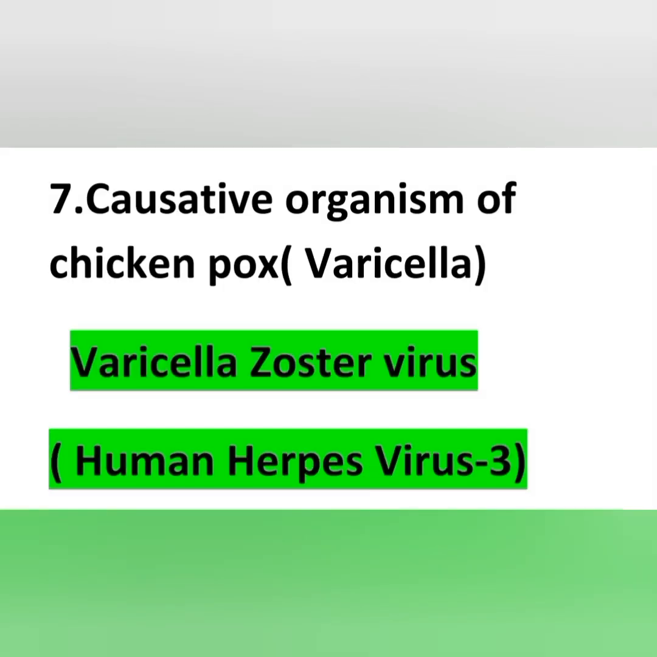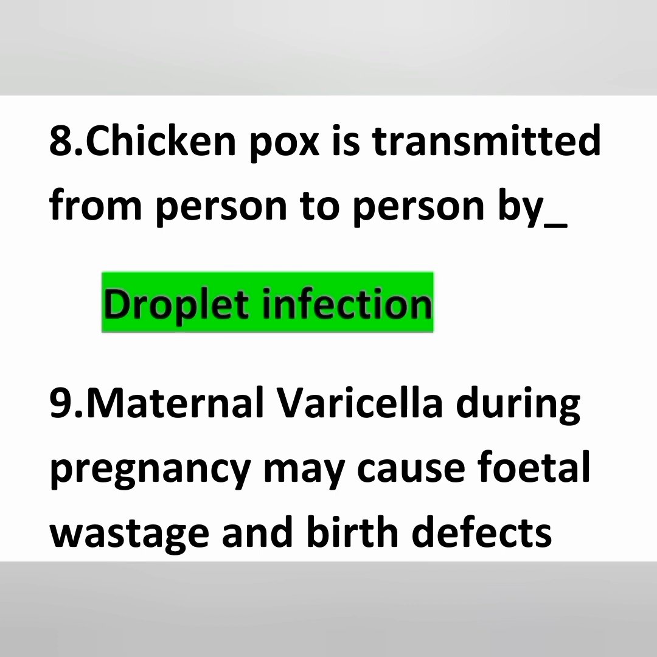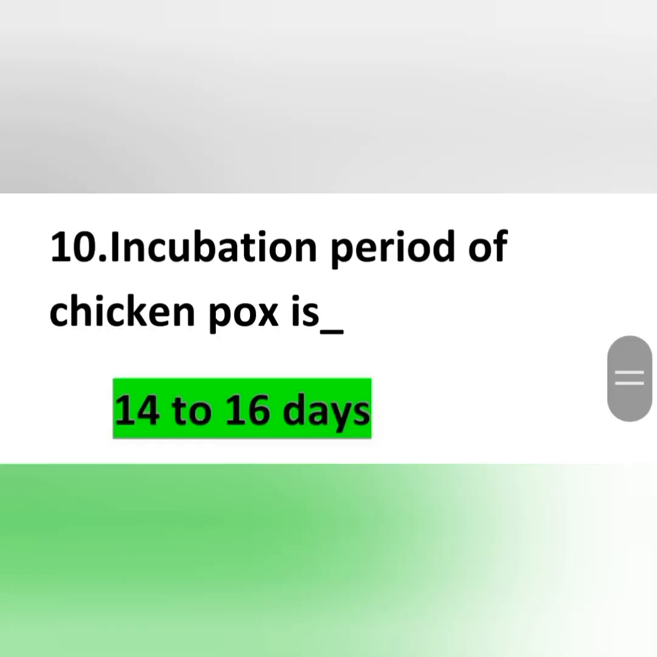Okay, next point, causative organism of chickenpox, that is Varicella zoster or human herpes virus 3. And chickenpox is transmitted from person to person by droplet infection. And maternal varicella during pregnancy may cause fetal wastage and birth defects. During the time of pregnancy, it may affect the fetus.